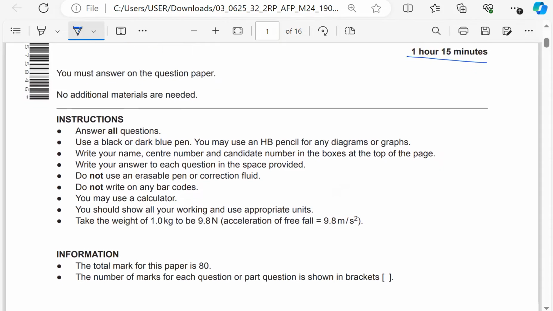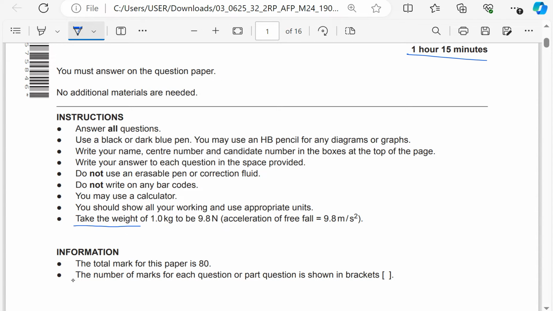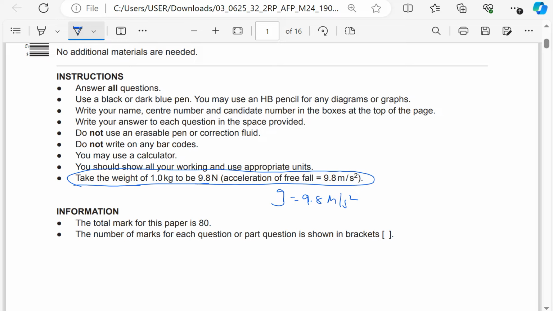The only instruction I want to talk about is the last instruction, which says take a weight of 1 kilogram to be 9.8 newtons, which means you are going to be taking g as 9.8 as opposed to 10, which most of you might be used to. Even teachers from the old curriculum, if you have not been very careful with the changes in the curriculum, might have been giving your students 10. But effective this year, students are going to use 9.8 meters per second squared as g on Earth. Then the paper is 80 marks, so let's just start with question number 1.